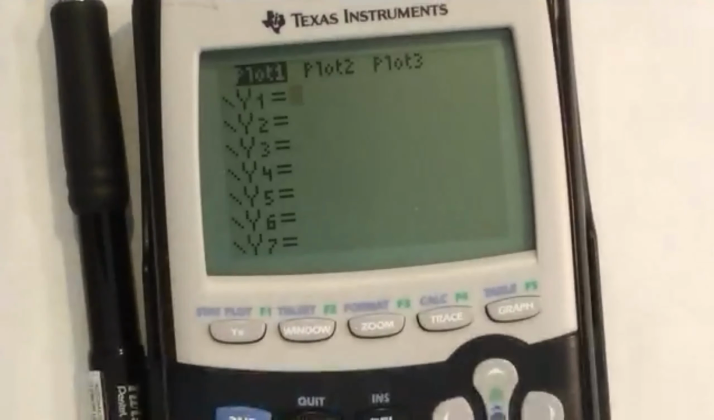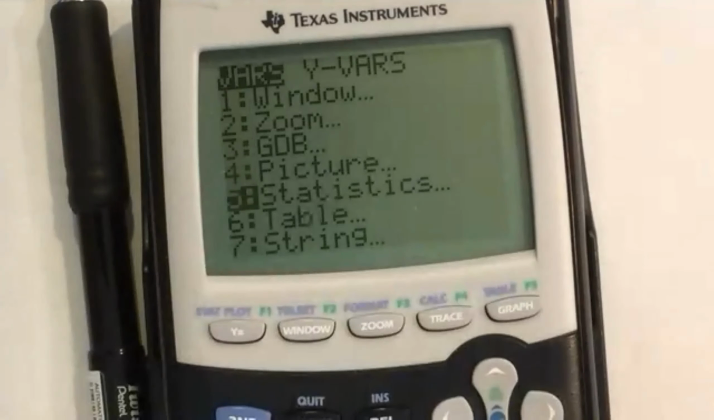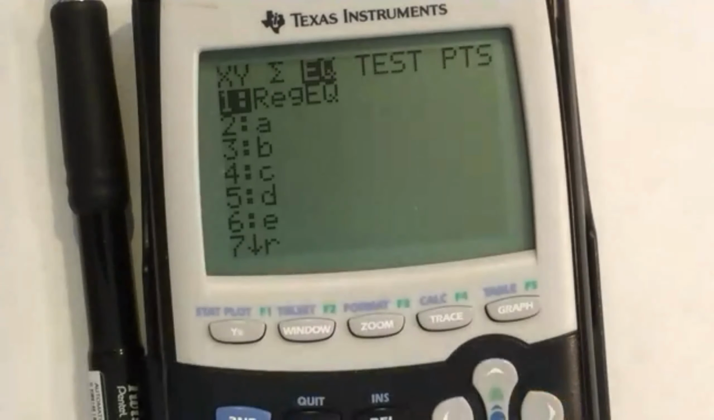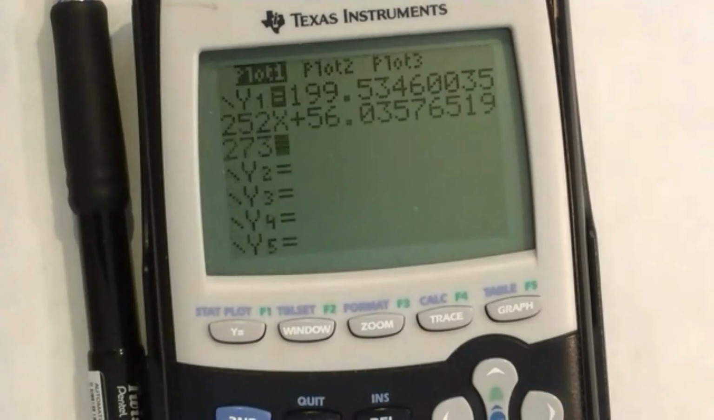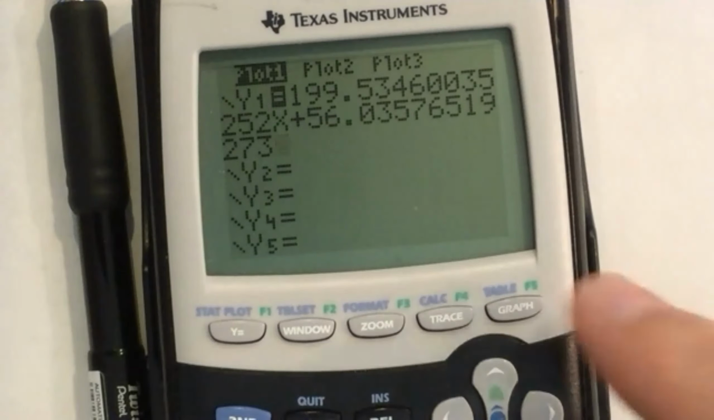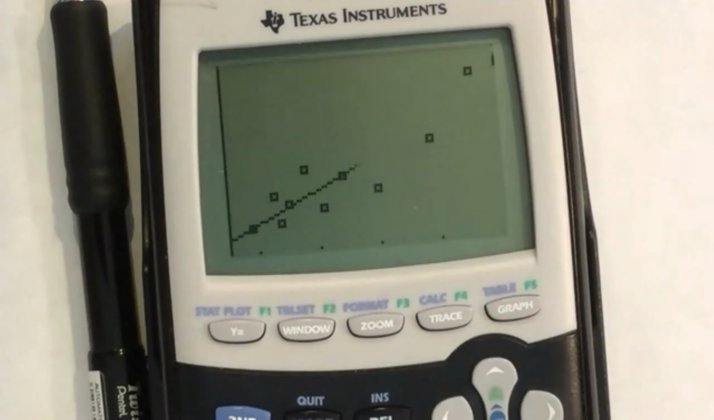So I'm going to push Y equals. Now, depending on your calculator, it might put it in here automatically for you if it's a little bit newer. But for me, I'm going to have to push VARS, statistics, equation, and then put the regression equation in there and it'll type it for me. And then when I push graph, check it out, boom, there's our line through the data using the calculator. And it looks pretty much exactly like what we got using Desmos.